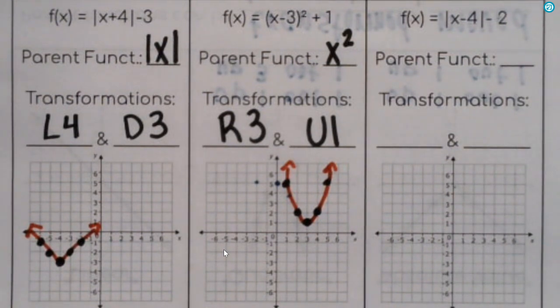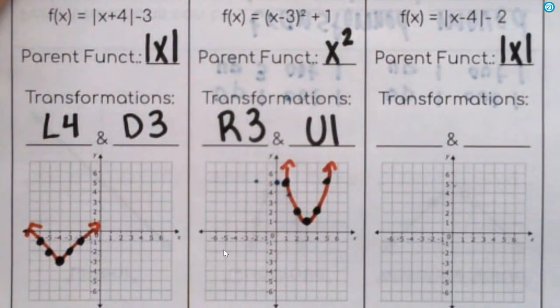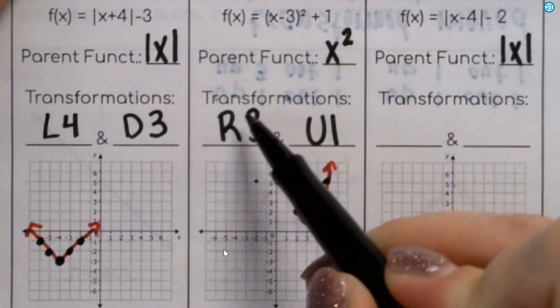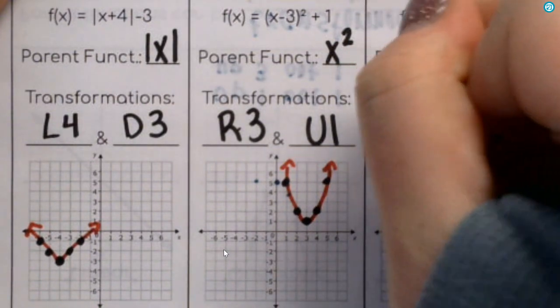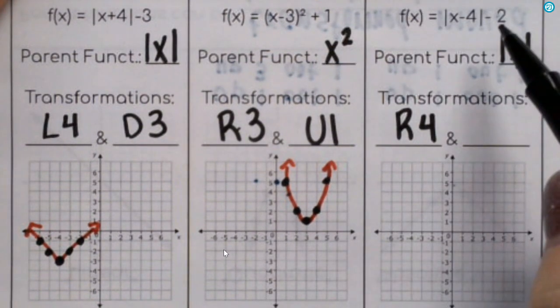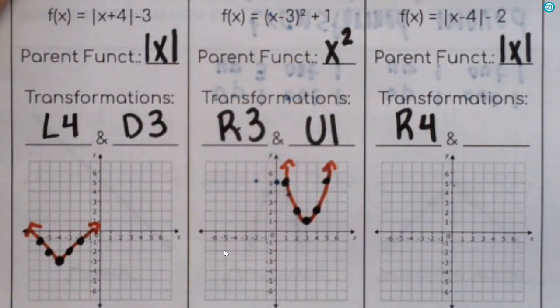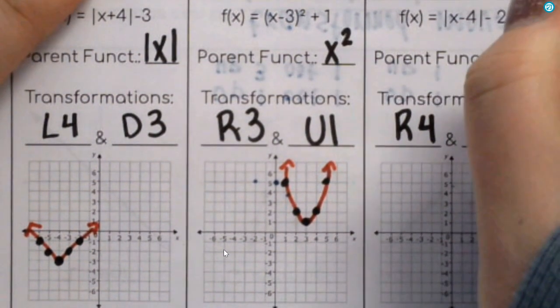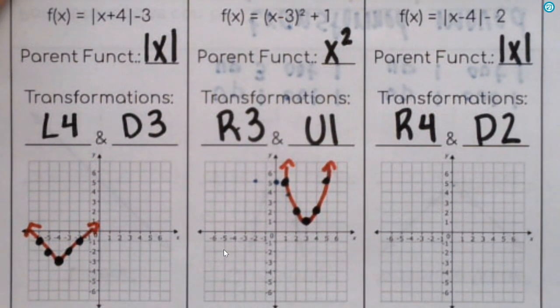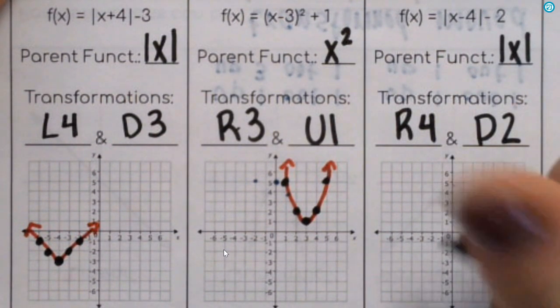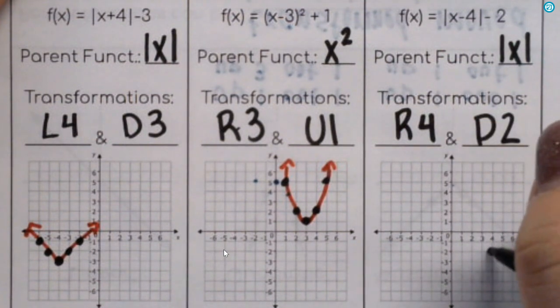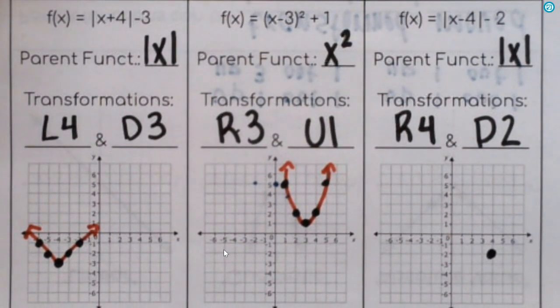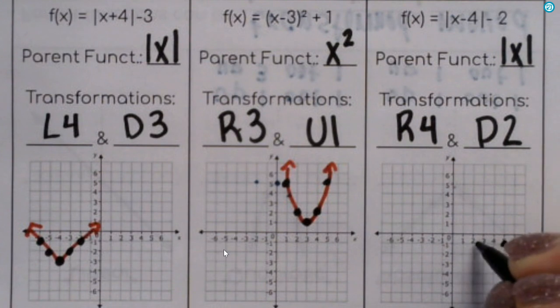Okay. Last one then. What is my parent function? Absolute value. Okay. -4 inside tells me to move right. So I'm going to move right 4. And then -2 outside tells me to move down. So I'm going to move down 2. So right 4, down 2. Right 4, down 2. Put a dot there. And then it's my V-shaped graph, so I just go up 1, out 1 on each side. And I do that twice.